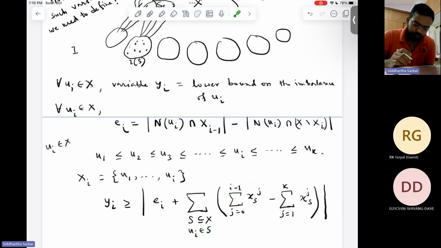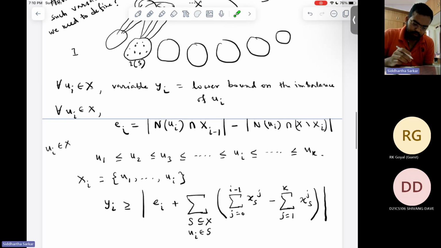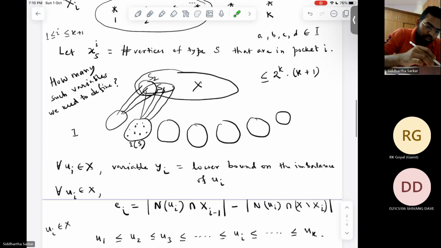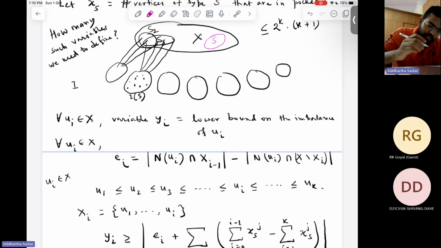Okay. So now, let's try to say we have taken a sum over all the subsets of X. So see, once we have fixed S, so S is a subset of X. So once we have fixed S, and if Ui belongs to S, so let us say we fix an S here. This is S. So let us say Ui is lying here. So Ui is here. Okay. So Ui is a vertex in X. Also, it is in S.